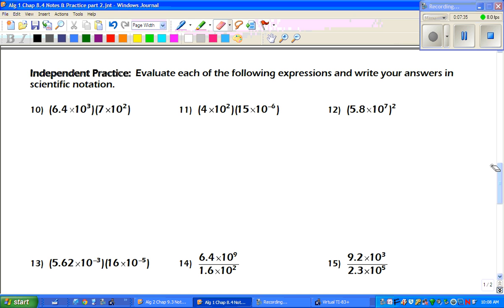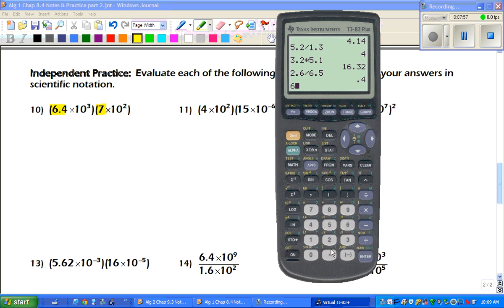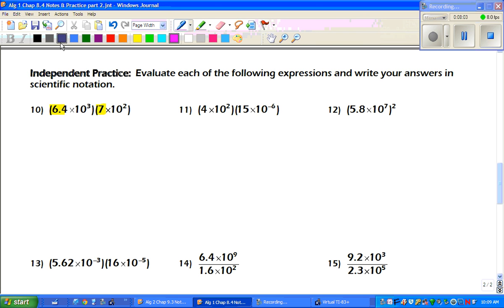Independent practice, we're going to evaluate each of the following expressions and write our answer in scientific notation. So, we will do a couple of these together. Let's start with number 1. So, you take those numbers and you multiply them. So 6.4 times 7 gives us 44.8. Times 10 and add the exponents. You're going from big to small, so we add to the exponent.